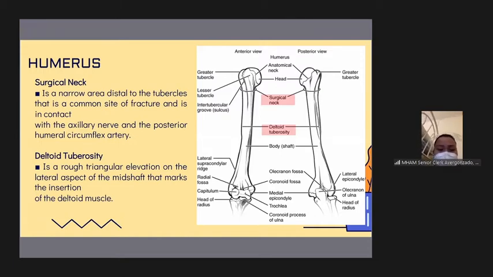So the surgical neck is a narrow area distal to the tubercles. That is a common site of your fracture and is in contact with the axillary nerve and the posterior humeral circumflex artery. And your deltoid tuberosity is a rough triangular elevation on the lateral aspect of the mid shaft that marks the insertion of the deltoid muscle. So there are regions of your humerus which are usual areas of fracture, like fractures of the greater tuberosity, the fractures of the lesser tuberosity, and also the fractures of the surgical neck, which may injure the axillary nerve and the posterior humeral circumflex artery as they pass through the quadrangular space. Next slide, please.